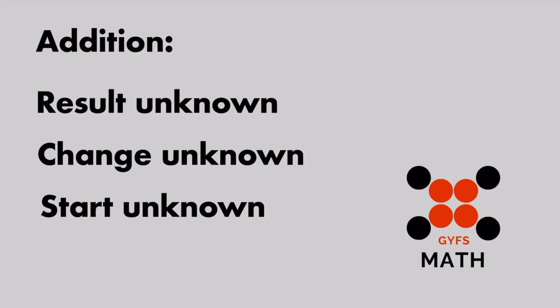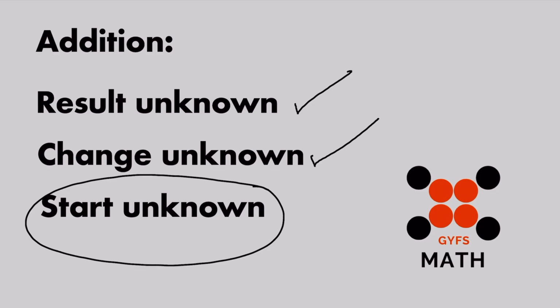The last few weeks, we've focused on 3 different addition problem types in order to build flexibility in mathematics. The first one we talked about was result unknown. The second one, change unknown. And the one we're thinking about today, and we'll look a little bit closer at, is called start unknown.